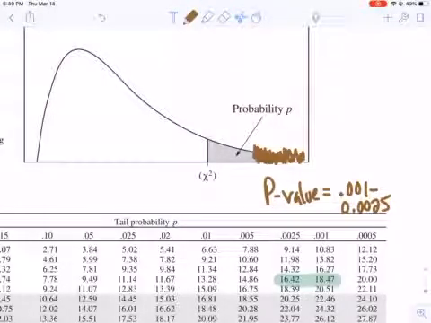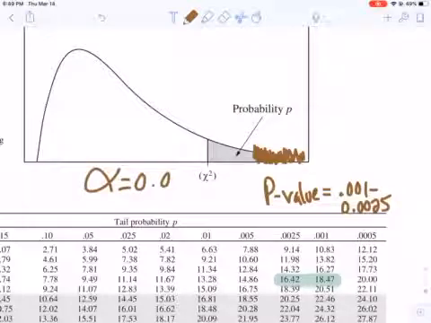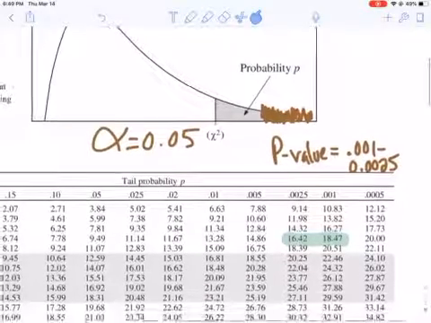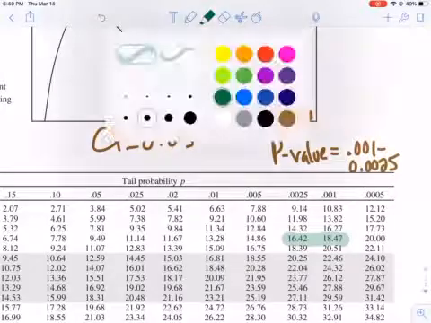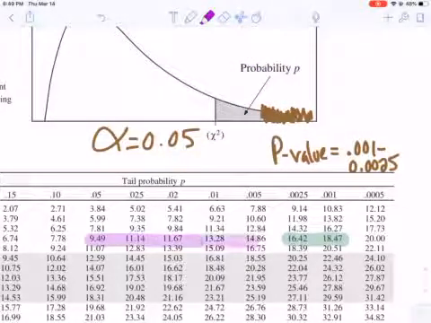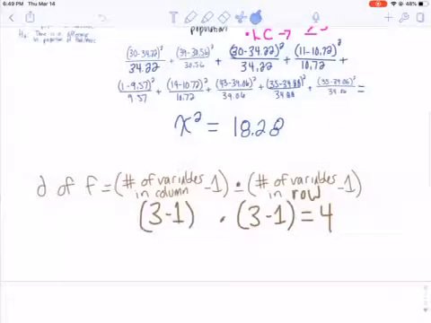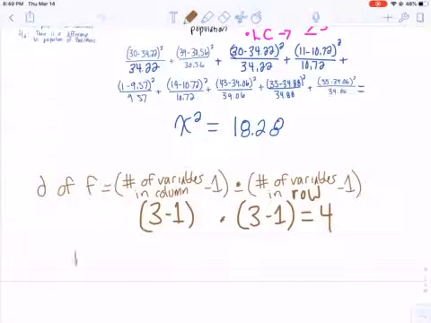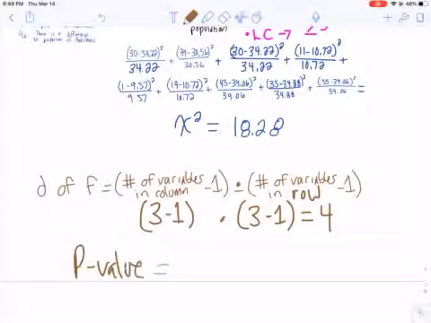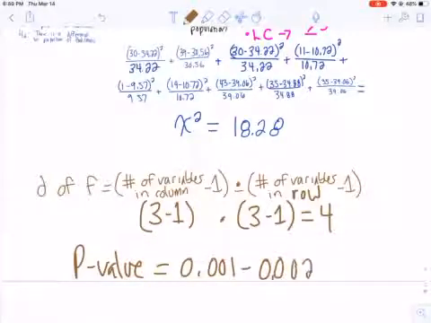Now, usually for our significance levels, we're going to be looking at a significance level of 0.05, which means anything from here to here, we'd consider our rejection zone. So if we're getting a chi-square statistic based on our 4 degrees of freedom here, any chi-square statistic in this range is going to cause us to reject our null. So in this case, we would reject our null since our chi-square statistic is so high. So I'm going to write again, my p-value is from 0.001 to 0.0025, I think it was.